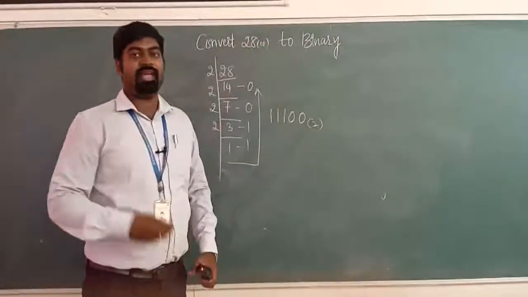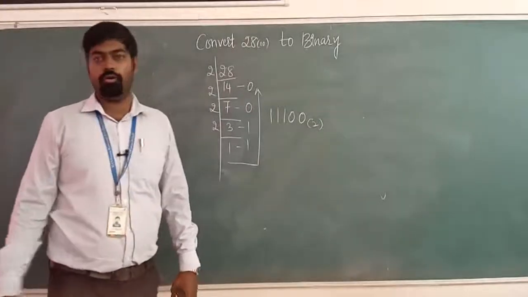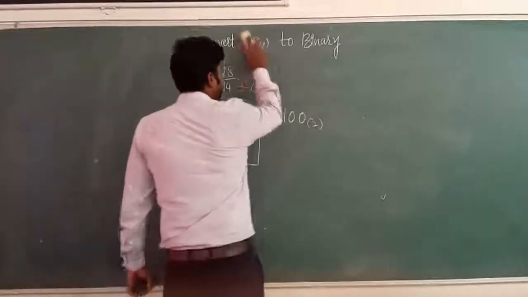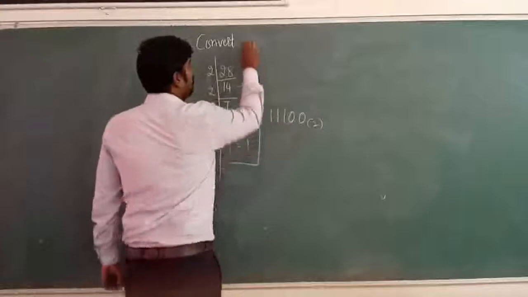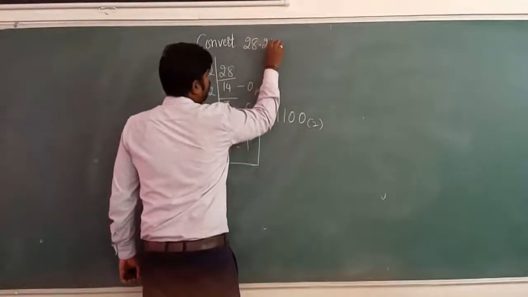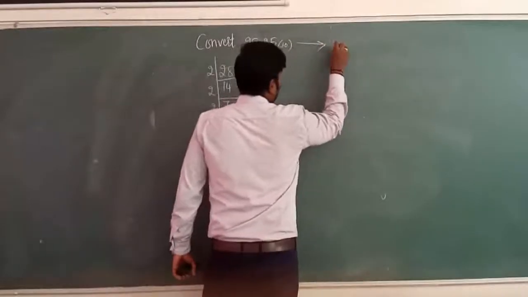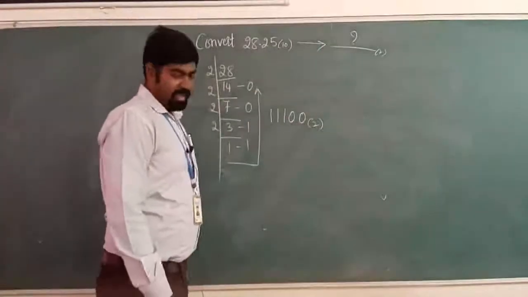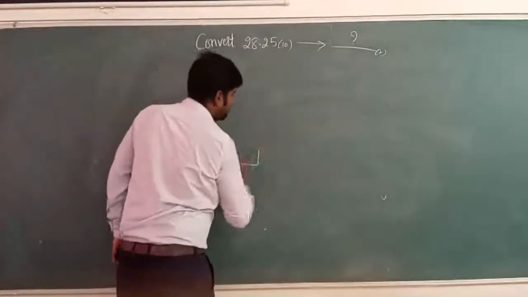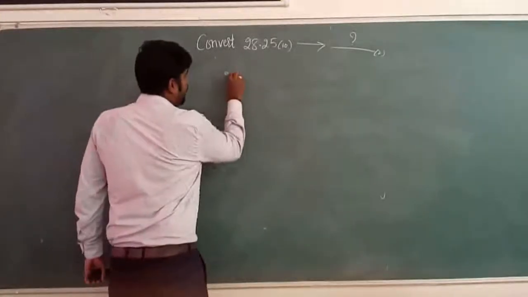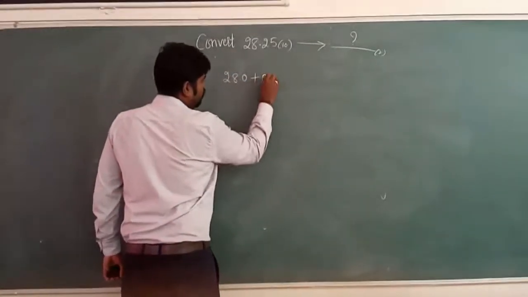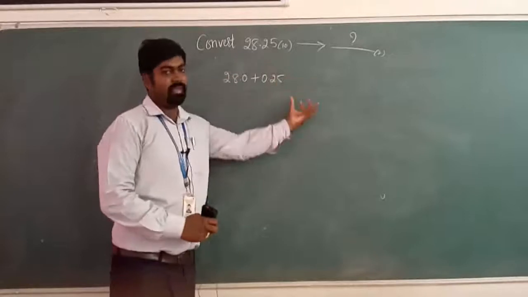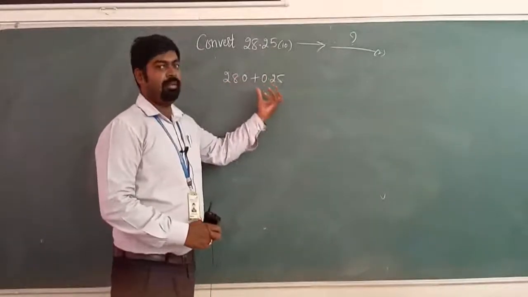But if you have a fractional part, then what is the procedure to be followed to convert the number? Say for example, for the same example, I'll write the number as 28.25 to the base 10, to be converted to some number in binary. Now see, I can write 28.25 as 28.0 plus 0.25, is it not? So I have separated the integral part and the fractional part. So it can be written as 28 plus 0.25.